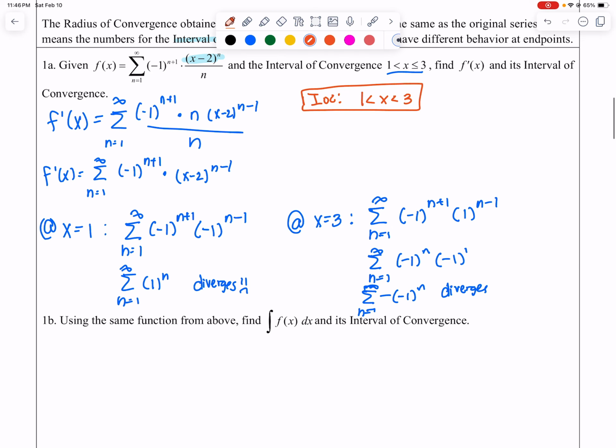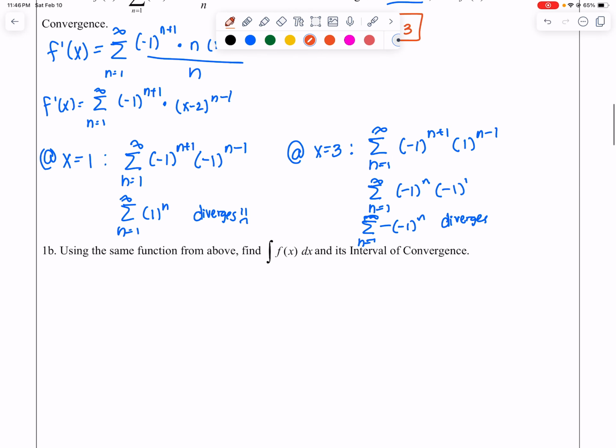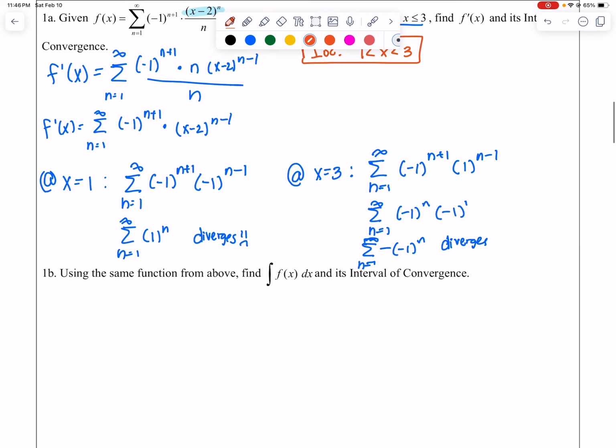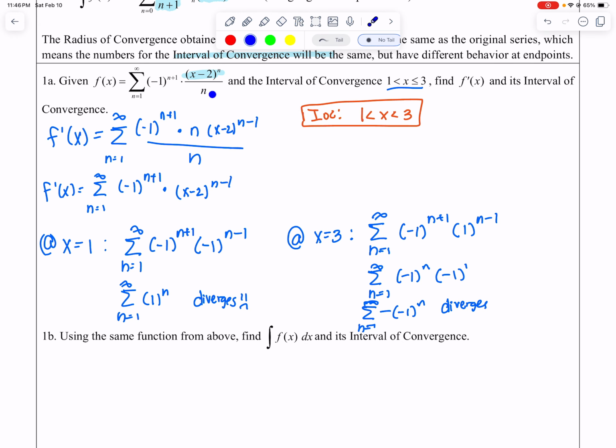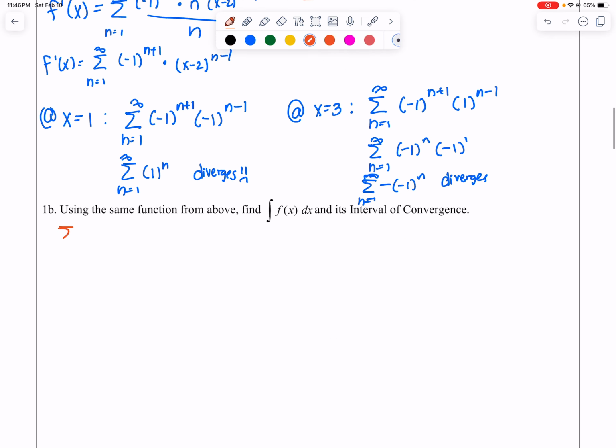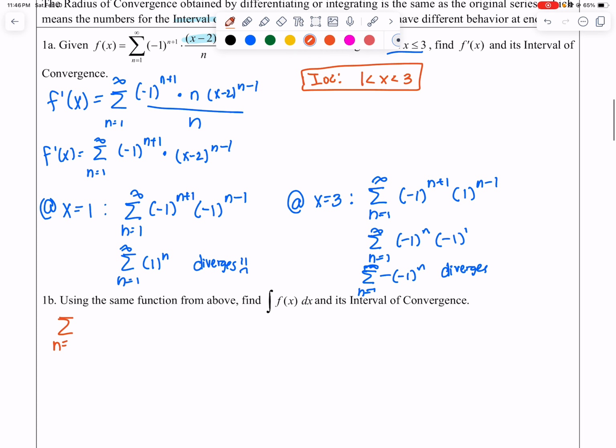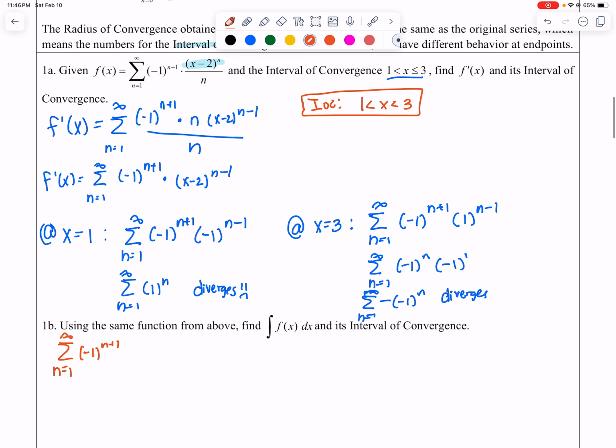All right, 1b says, using the same function from above, we are going to find the integral of f of x dx and its interval of convergence. So what we're going to do is take the antiderivative of this. Remember that we're only going to be focusing on this part right here. So I have negative 1 to the n plus 1. I'm going to up my power, so that's going to be x minus 2 to the n plus 1. And then I'm going to divide, so now I have n plus 1 and then n.